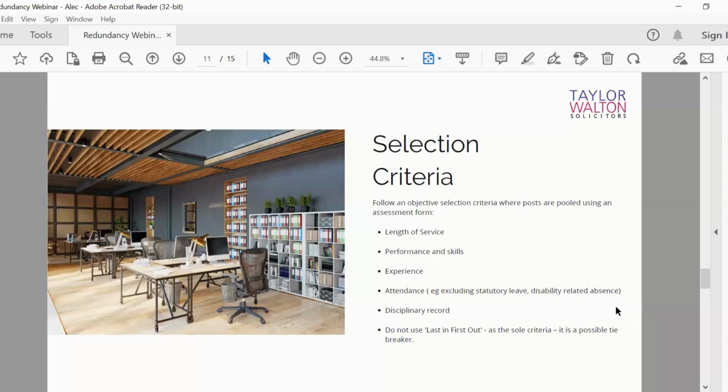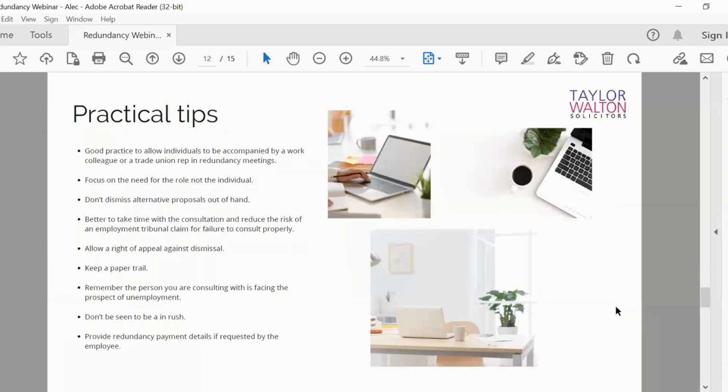So, some practical tips. First of all, there's no legal requirement, but it is good practice to allow individuals to be accompanied by a work colleague or a trade union representative in redundancy meetings. The focus should be on the role, not the individual. This is not about the performance or conduct of the individual concerned. It's about their role and the requirement for their role.